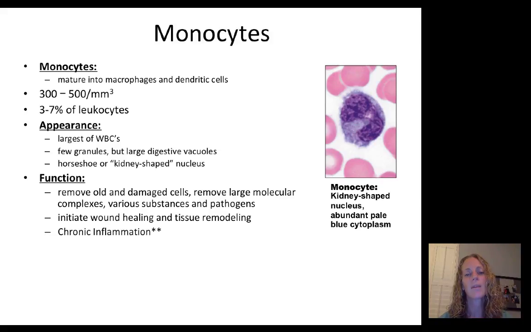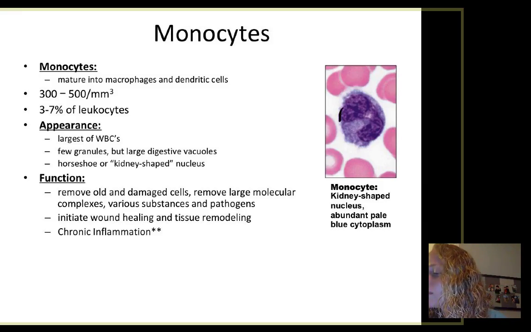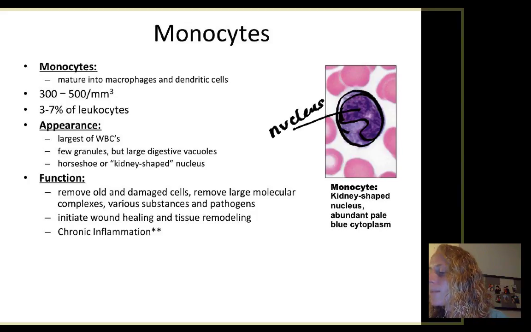They have few granules, but large digestive vacuoles. You can also tell them apart based on the shape of their nucleus. So here you can see this characteristic horseshoe or kidney-shaped nucleus of the monocytes. And you'll see that there is quite a bit of visible cytoplasm because of their large size.